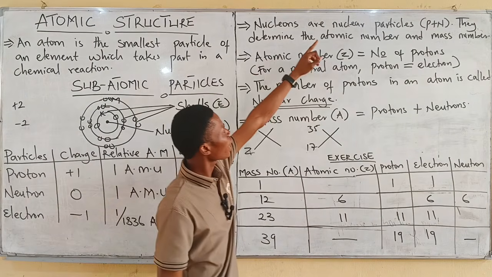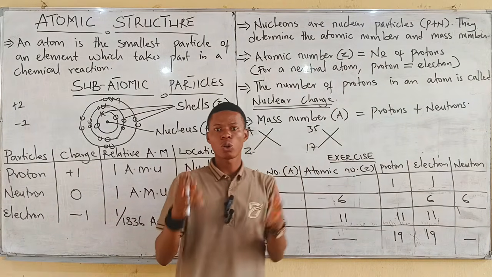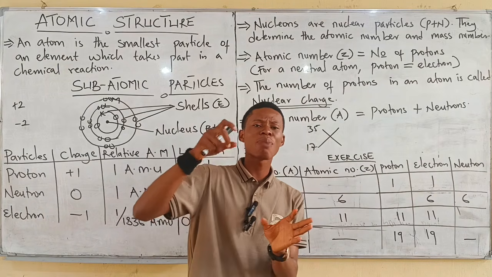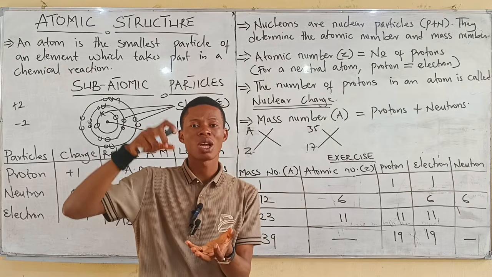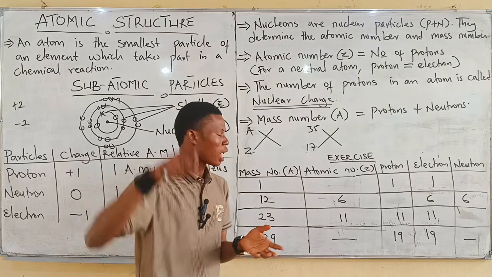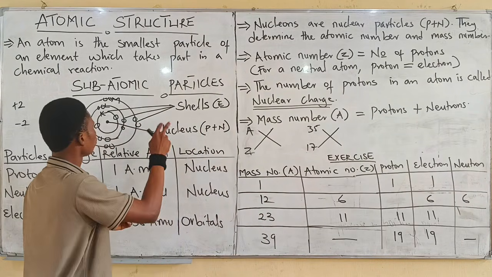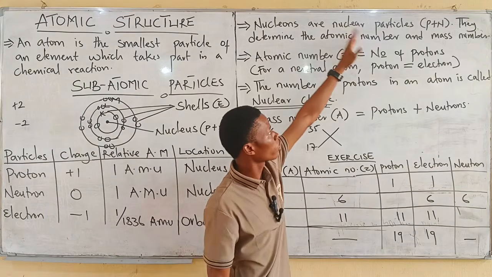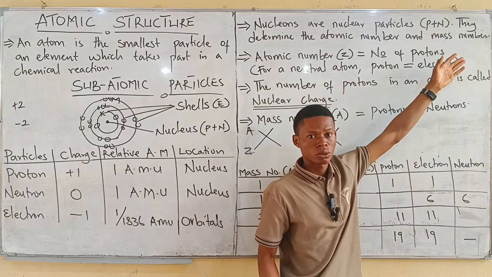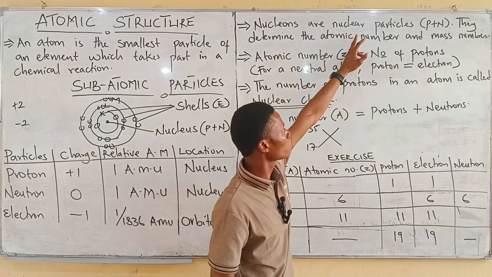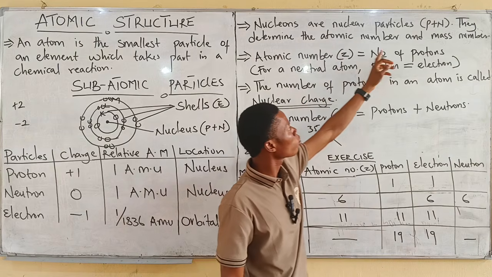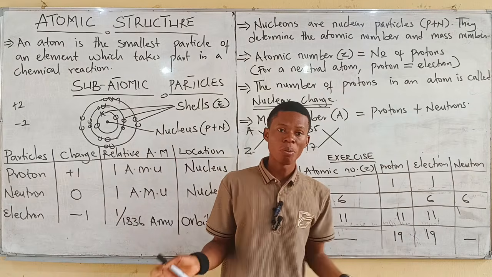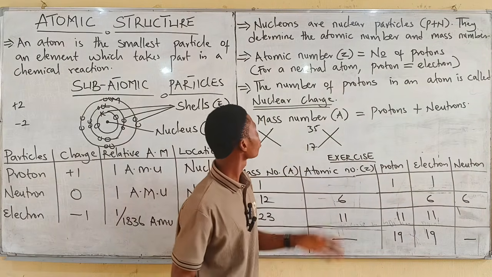Now, nucleons are nuclear particles. Anytime you hear nucleons, what are the nuclear particles? Nuclear particles are those subatomic particles found in the nucleus. And what are the particles found in the nucleus? Proton plus what? Neutron. So anytime you hear nucleon, just know they are talking about proton and what? Neutron. Do you understand? Because those are the nuclear particles. They determine the atomic number and mass number. So it is the proton and the neutron that determine the atomic number and the mass number.